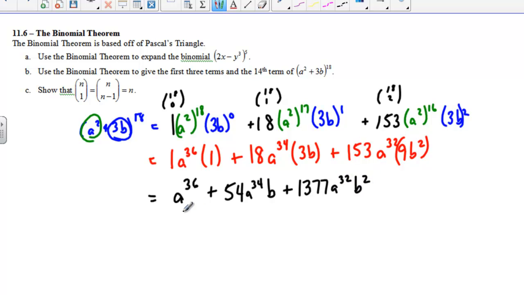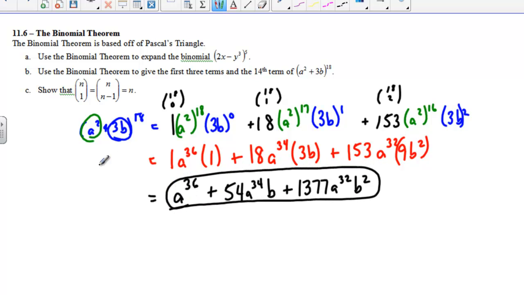So those are the first 3 terms of our expanded binomial. Now if I had to write it all out, there'd be 19 total terms. That's a lot of work. Now the second part says what's the 14th term?